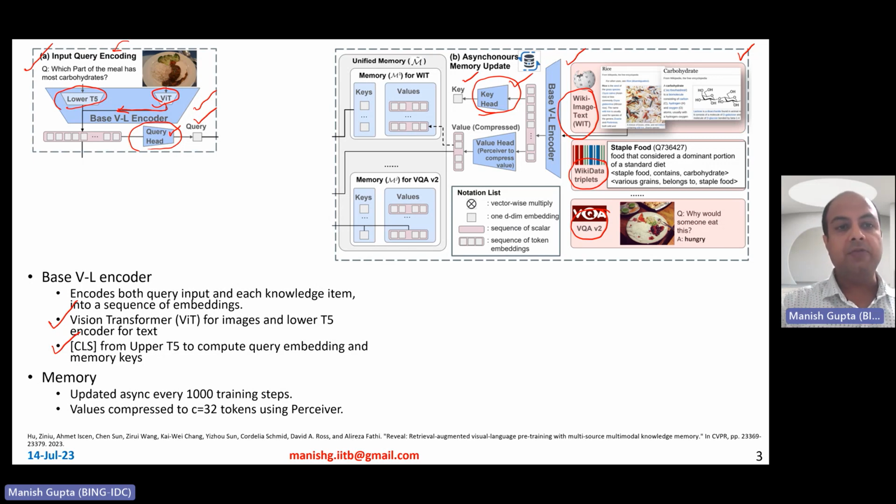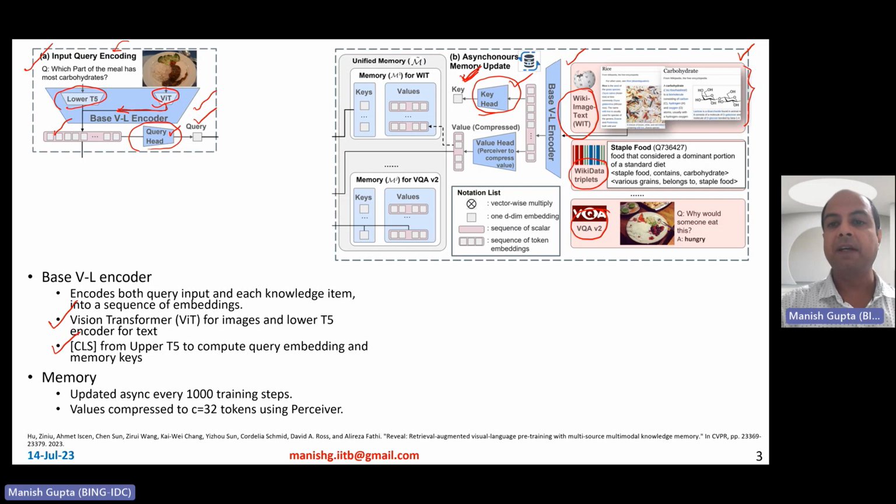And now, of course, when you have these image pieces and the text pieces, you first get multiple token embedding representations for them, and those are summarized using the query head, which is basically the CLS token, or rather a processed CLS token, from the upper layers of the T5 model. Okay. So the memory is updated. Once you get the key for the memory, you also get the value part. So the value part essentially is these various text pieces and the image pieces.